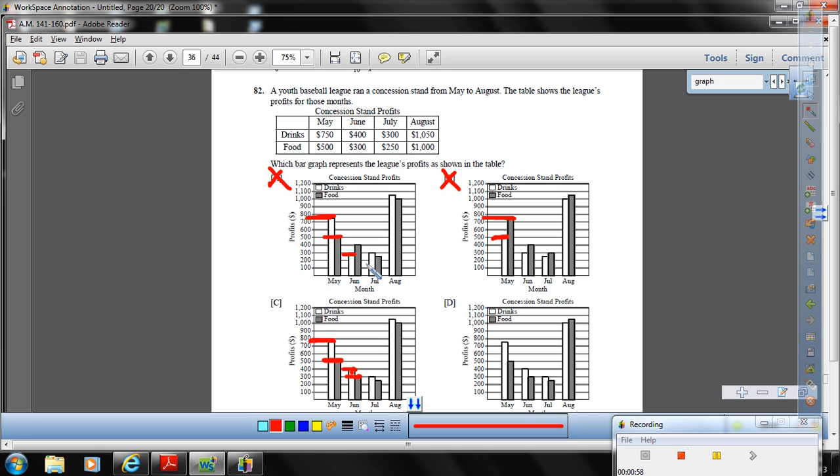Moving on to July, we have $300 in drinks, which is the same, and approximately $200 to $300, so we could say about $250 in food in the month of July. So this still matches the chart that's shown.